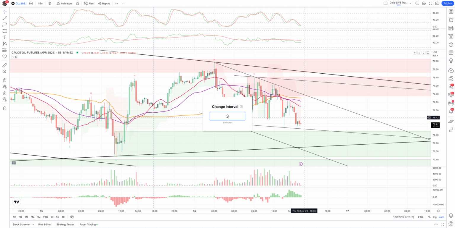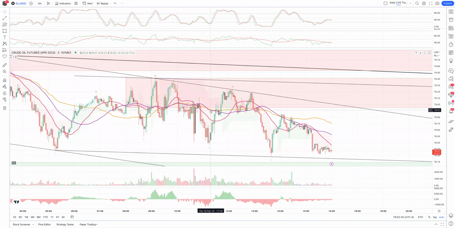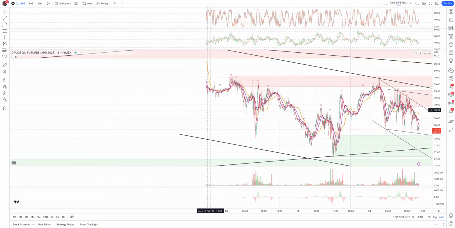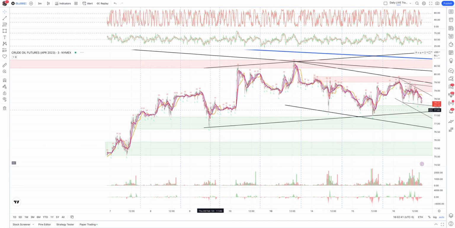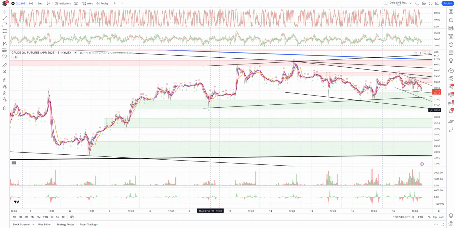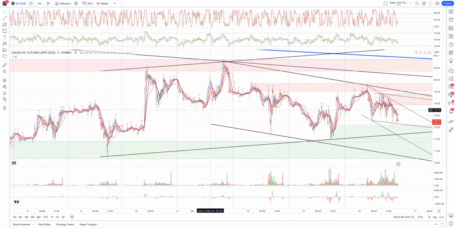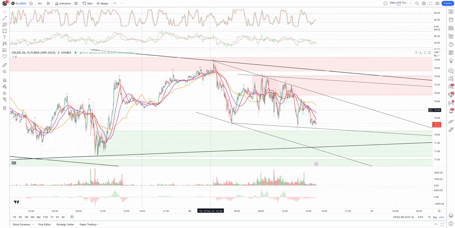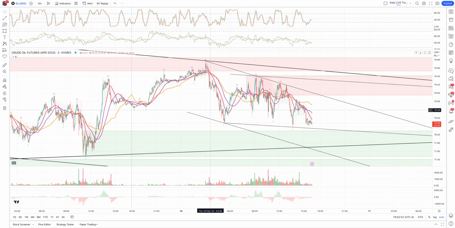So this is how we ultimately dial down our price action into our 3-minute chart. I'll zoom out so you can just get a glimpse of what it all looks like. But we have worked our way from a weekly chart to a daily chart to a 4-hour chart to a 1-hour chart to a 15-minute chart all the way down to a 3-minute chart.